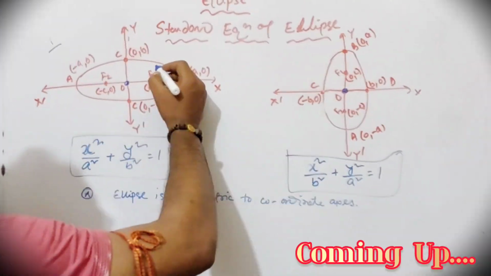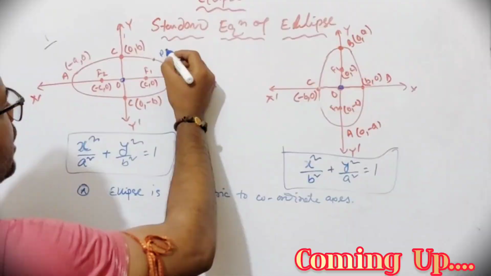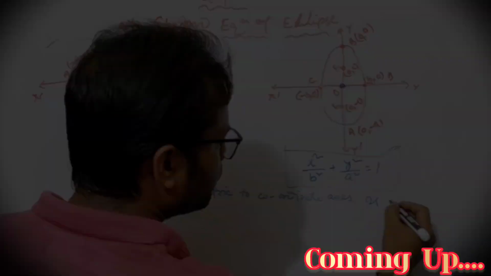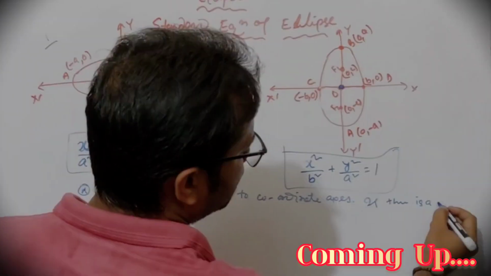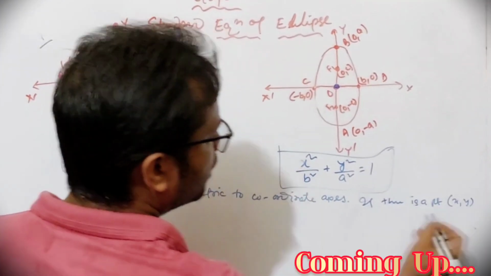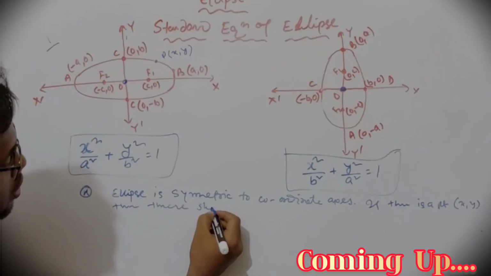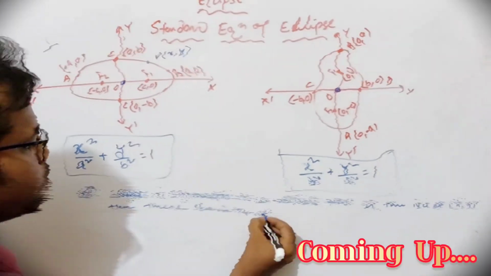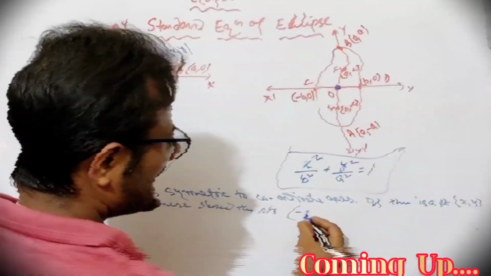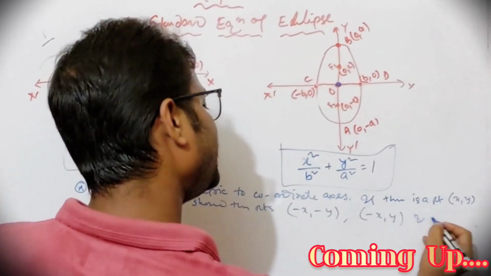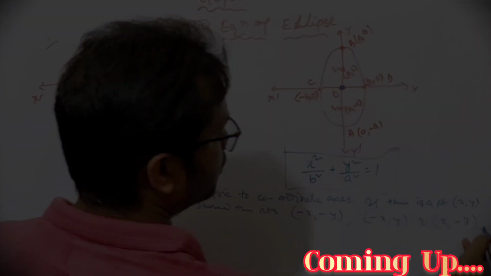So if there is a point P (x, y), then there should be the points (-x, -y), (-x, y) and (x, -y), okay.